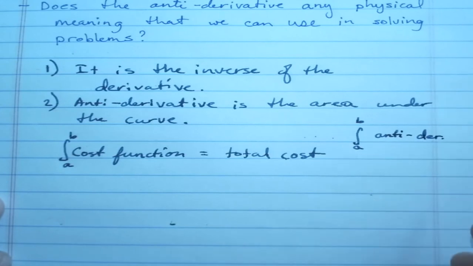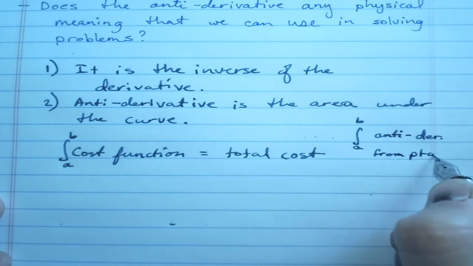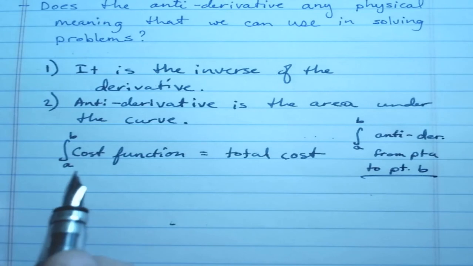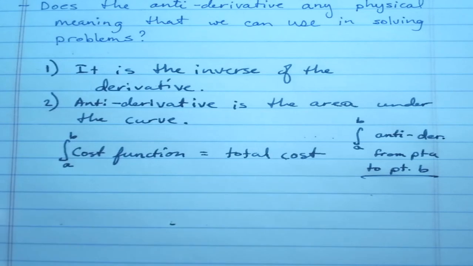Okay? So that notation there is the antiderivative from point A to point B. Okay, so 0 to 10 would be an example. That's the total cost producing 0 to 10 units. Okay, so 1 unit plus 2 units plus 3 units plus 4 units plus 5 units, etc.